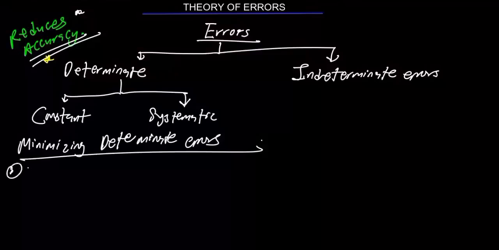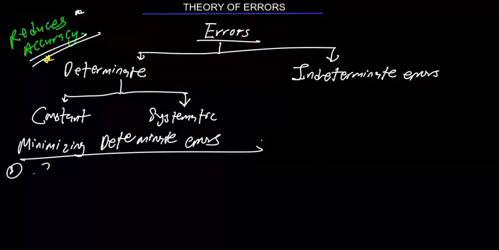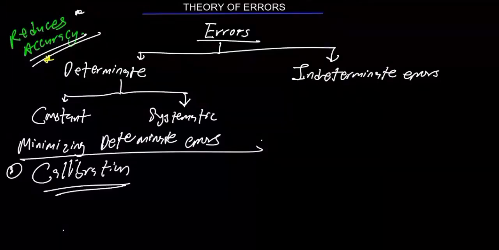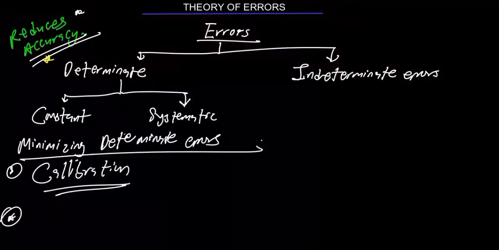So the first one is calibration of apparatus. That's the first one. So those apparatus that are not well calibrated should be calibrated, and by doing that, you have minimized determinate error. And what type of determinate error did you minimize? You have minimized instrumental error.